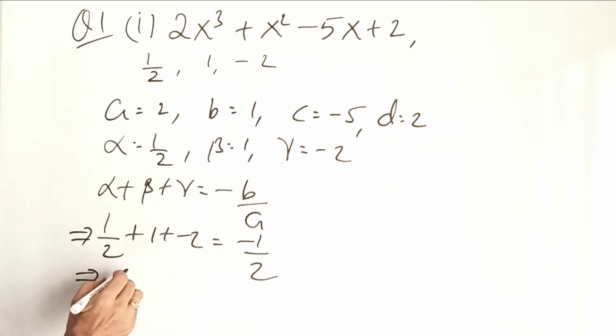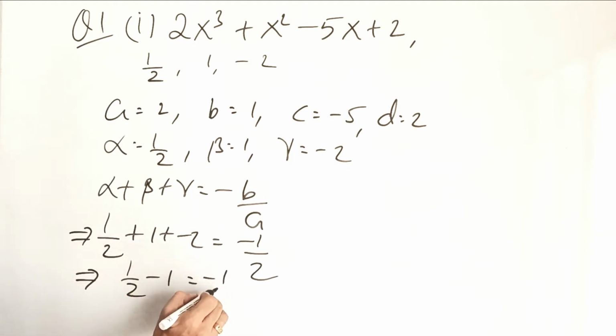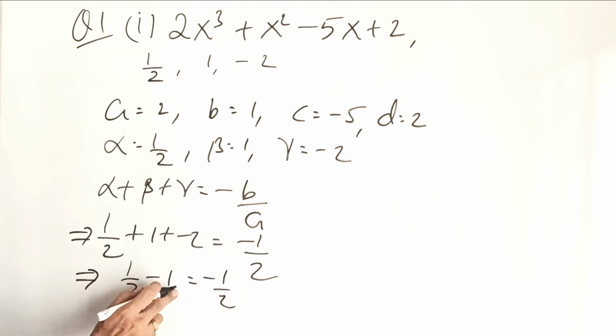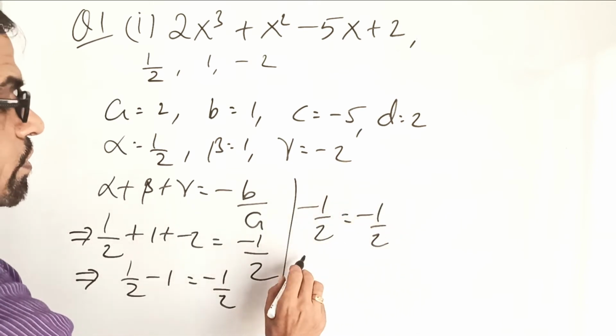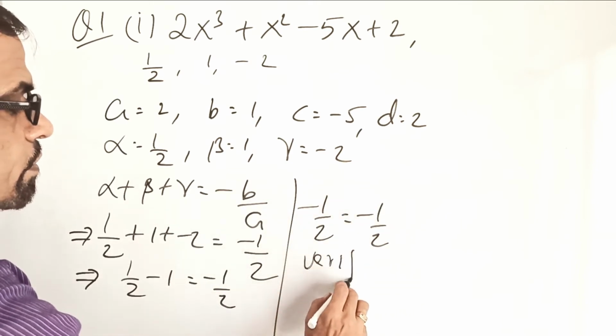So this will be 1 by 2 minus 1 is equal to minus 1 by 2. So if we subtract from this, this will also come minus 1 by 2 is equal to minus 1 by 2. So it is verified.